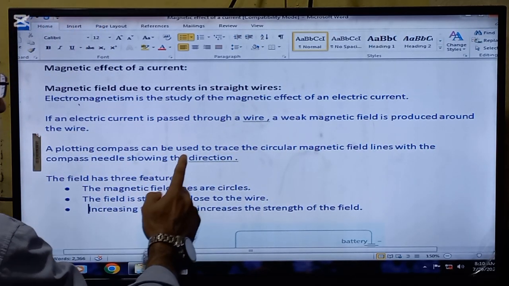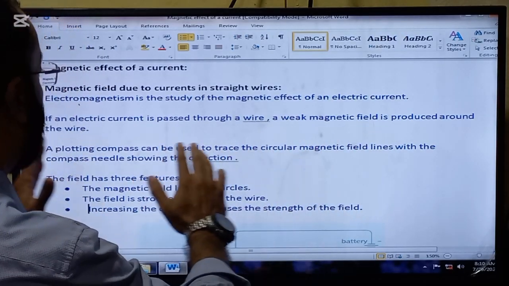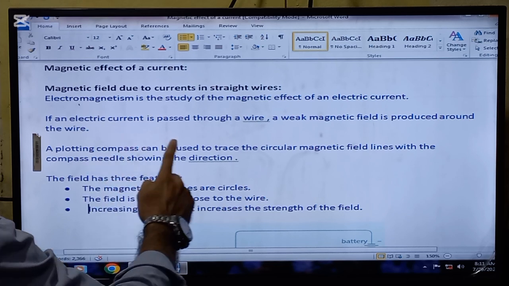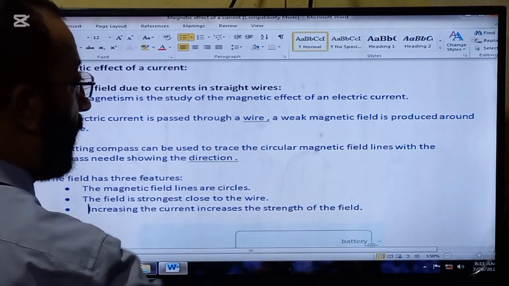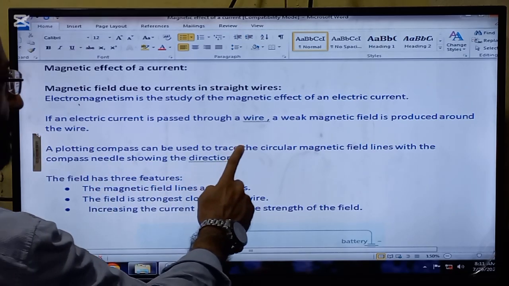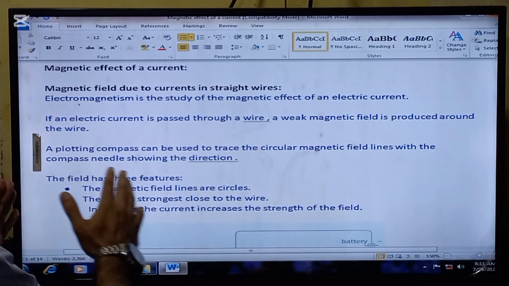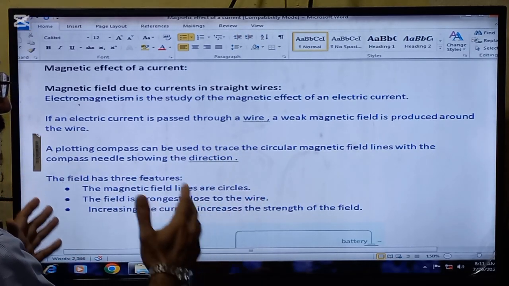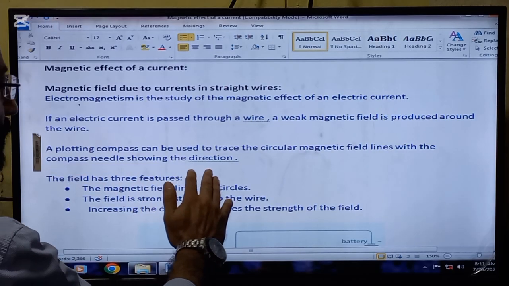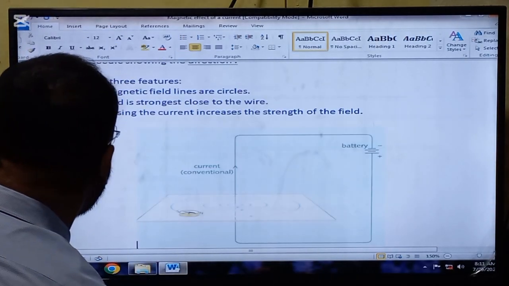Electromagnetism is the study of the magnetic effect of an electric current. So this is the definition of electromagnetism. If an electric current is passed through a wire, a weak magnetic field is produced around the wire. That may be checked by using the magnetic needle. So whenever the current passes through a wire, a weak magnetic field is produced around the wire.